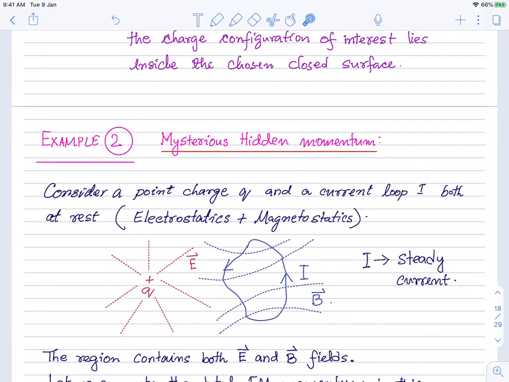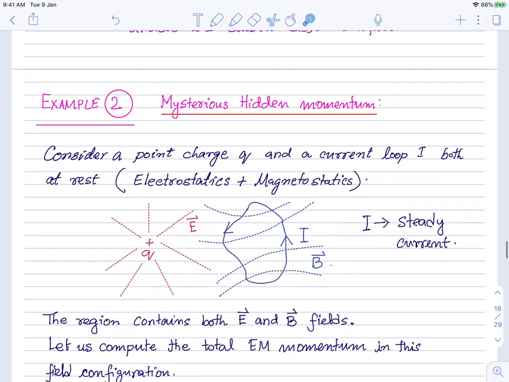With that, let me go on to the next example that I want to describe. This example is very interesting, and it's also very mysterious. It will seem mysterious to you. I will not be able to clear your mystery right now. We'll perhaps return to this point later on in the course. So let us consider a static configuration. This is the discussion of a mysterious hidden momentum in the electric and magnetic fields.